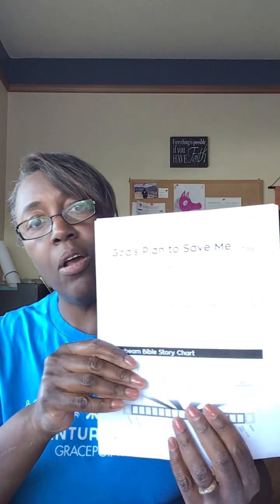And today I will be taking a look at the next activity in our Sunbeam activity book. And we will be looking at pages 6 through page 10. The topic of the assignment is God's plan to save me.